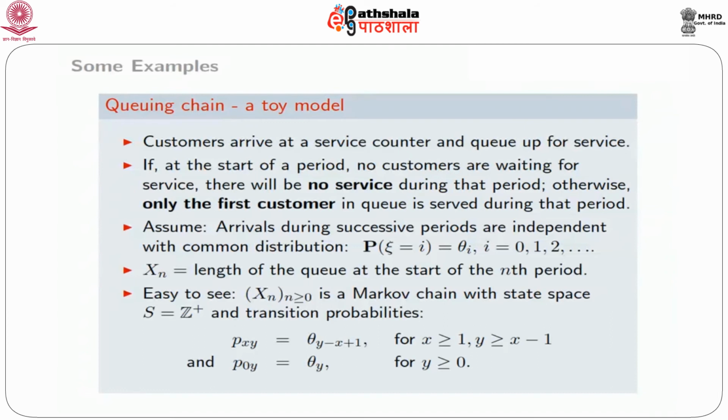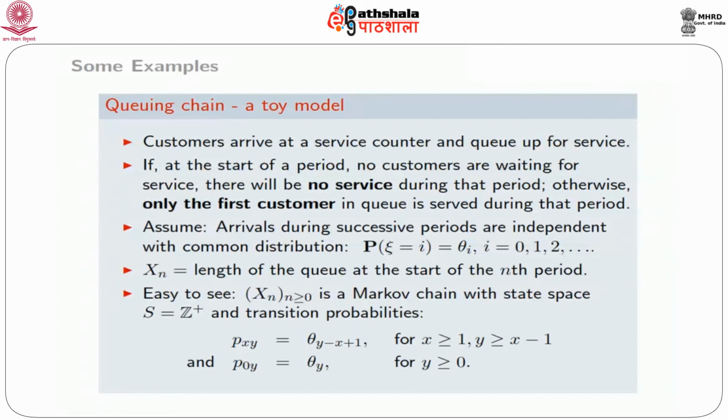So, at the start of the next day, in order to get to y as the length of the queue, there must be y minus x plus 1 many new customers arriving on that particular day. And that probability is theta y minus x plus 1. Of course, remember this is for x greater than or equal to 1.